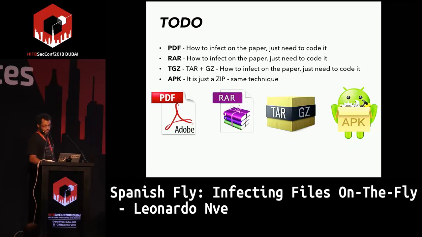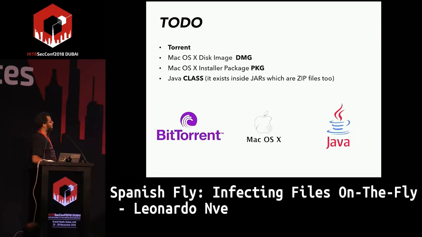As I said, these extensions are in the project for a long-term future, also to infect torrent files, macOS disk images, DMG or PKG. Also, it's very interesting to infect class files that exist inside jar files, which are also zip files. Basically, the code to modify files inside a jar is already done. It's the same as the zip and Office documents.